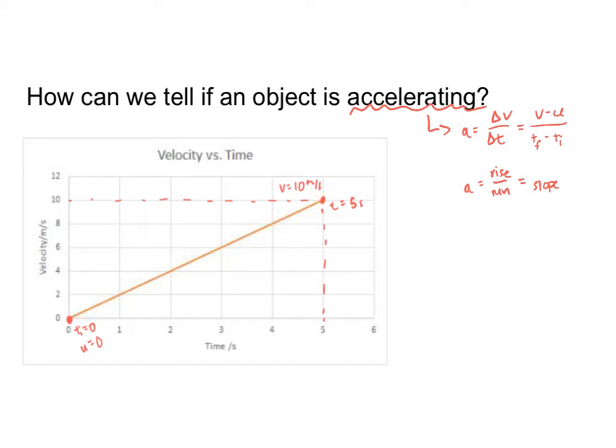One important thing to know here: if your velocity versus time graph is horizontal, so you've got a little graph that looks like this, then our acceleration is 0. And that is, of course, for my velocity versus time graph.